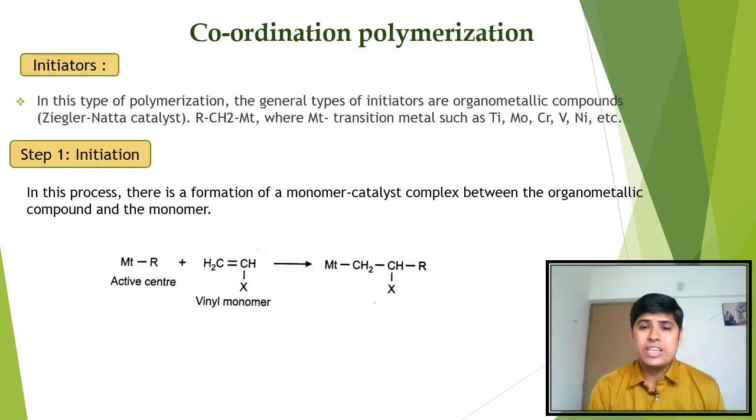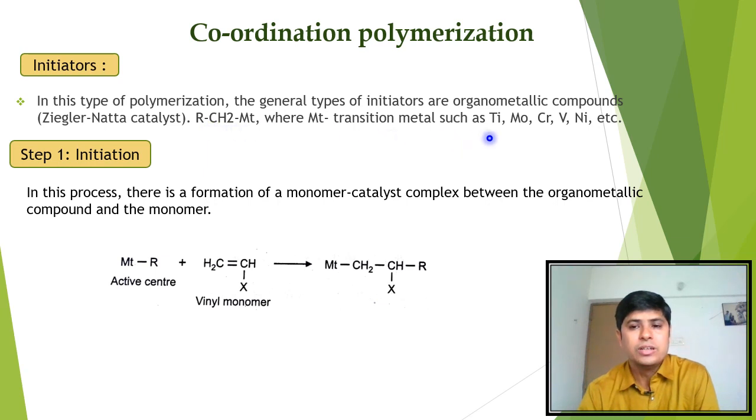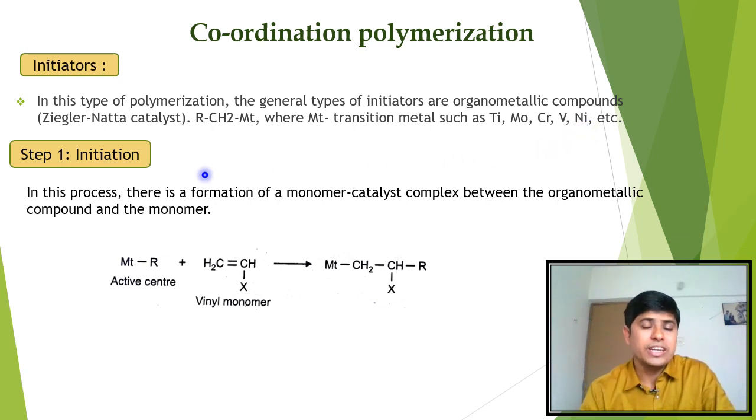Let us see what steps are involved in coordination polymerization. First is initiation. Which are the initiators in this type of polymerization? General types of initiators are organometallic compounds, Ziegler-Natta catalysts, that is an alkyl metal, RCH2M, with a transition metal such as titanium, molybdenum, chromium, tungsten, vanadium or nickel. The first step is initiation.